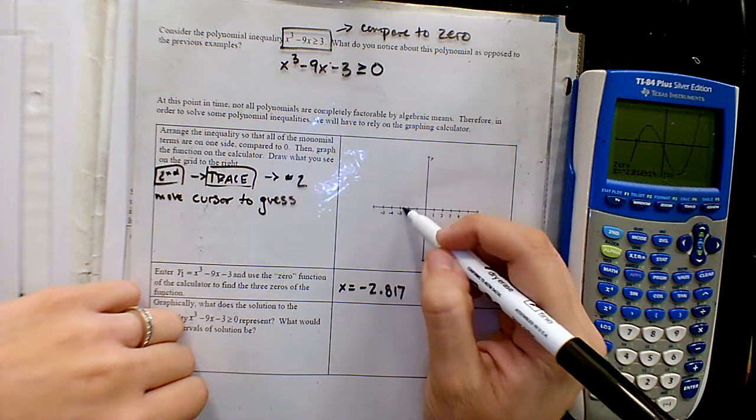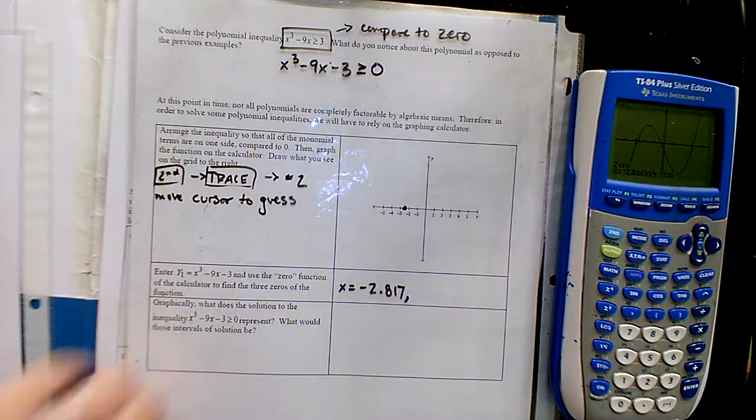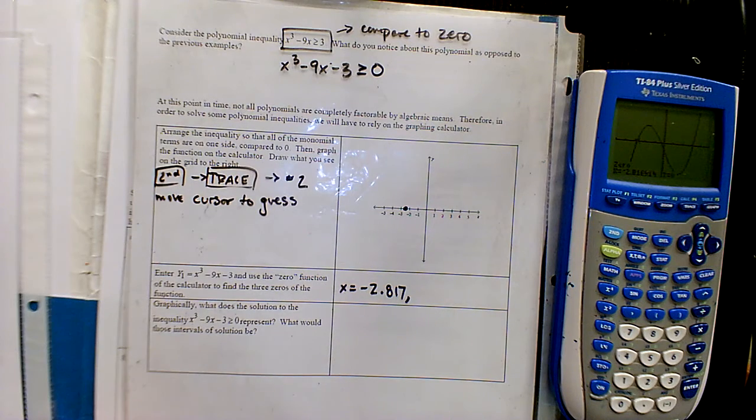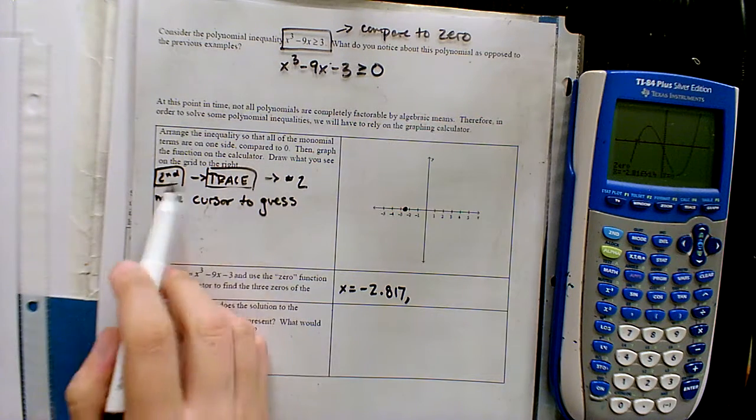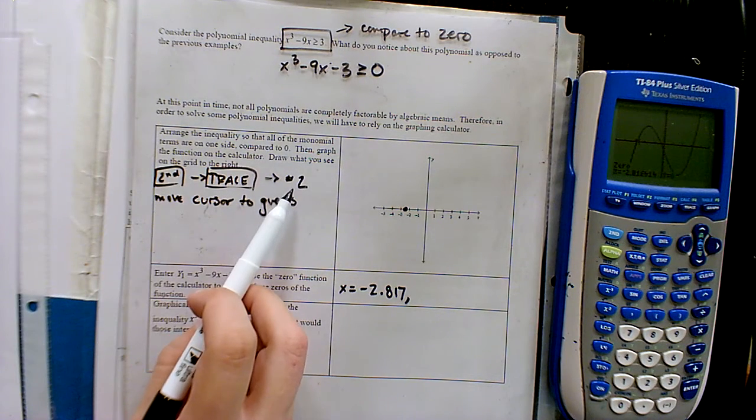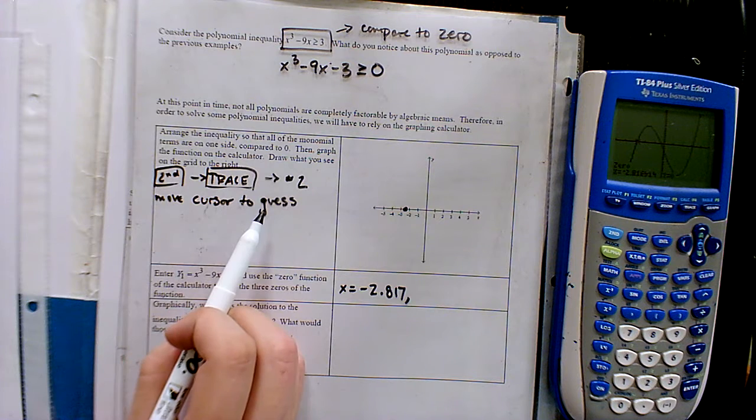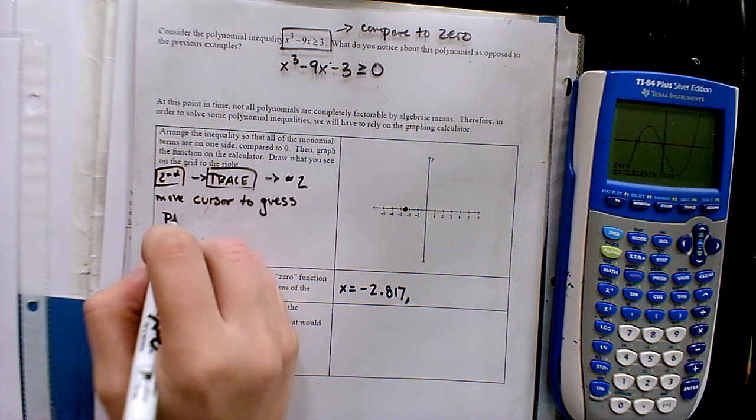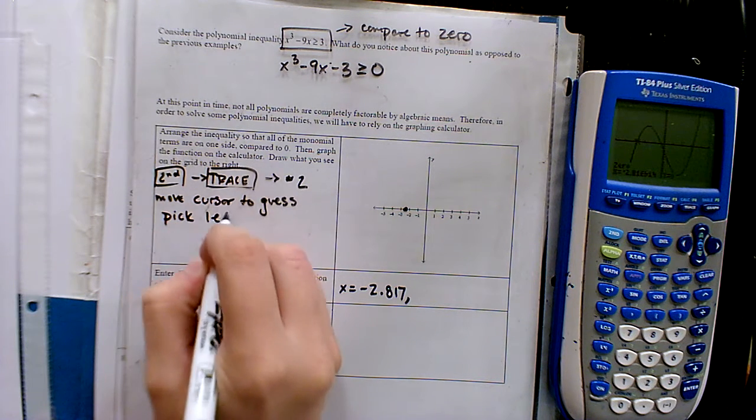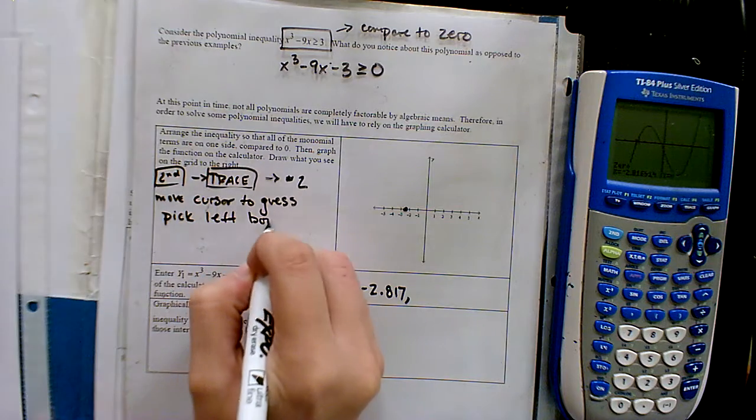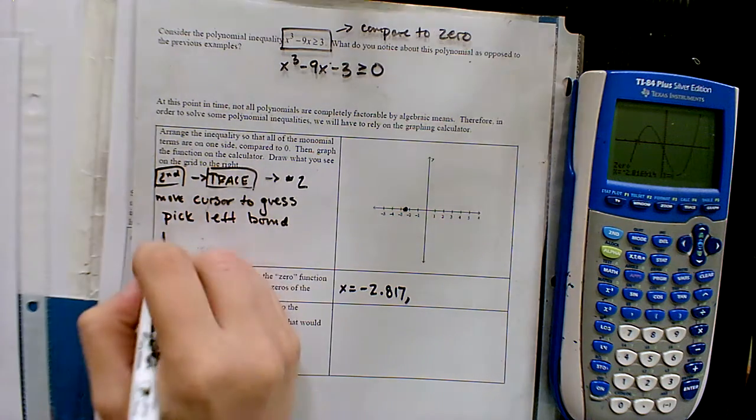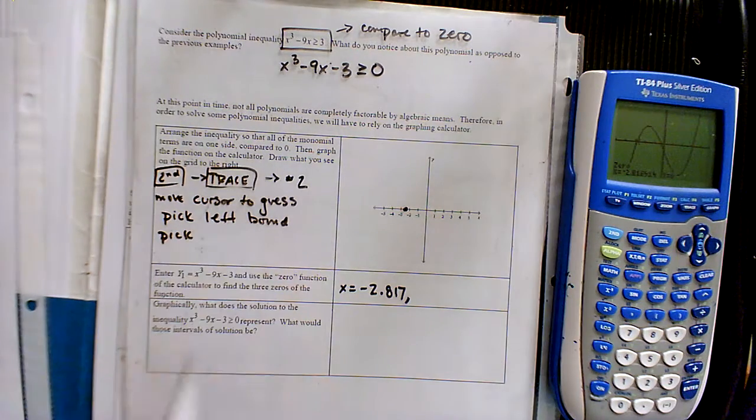And maybe we'll plot it on our graph. Okay. So just to have these steps down, we do second trace, number 2 for 0. We're going to move the cursor to our guess. We'll say pick left bound. Is it not working? It's working funny. I mean, it got the same x value, but its y is weird.